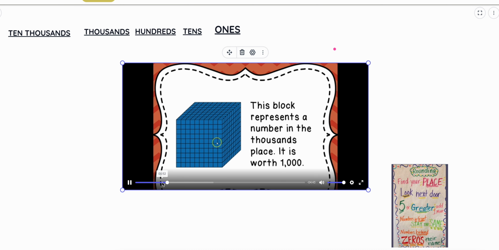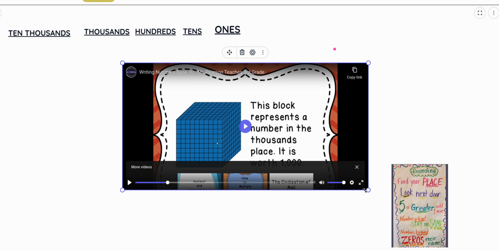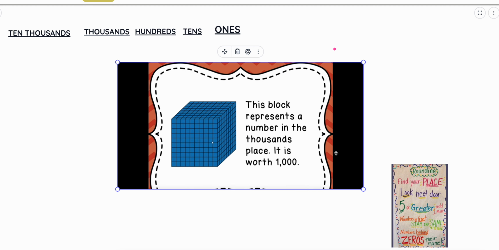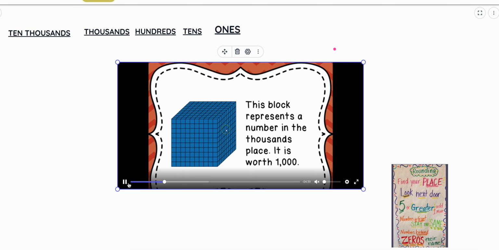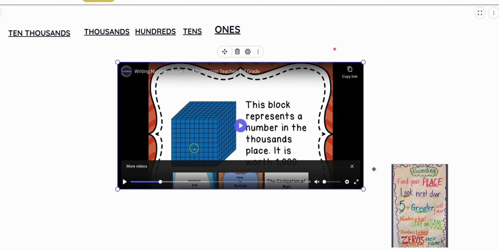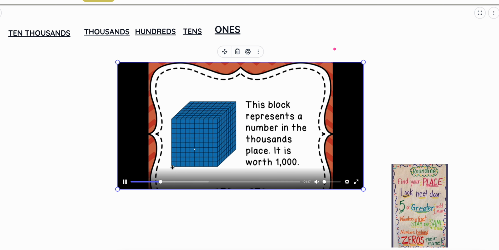Let's take a look at writing numbers with base 10 blocks. Okay, we know this. I'm just going to use his video, but I'm not going to use his audio. When we're looking at place value in number blocks, this block usually always represents 1,000, because if you count 10, 10, that's 100, 100, 100, 100, 100, 100.